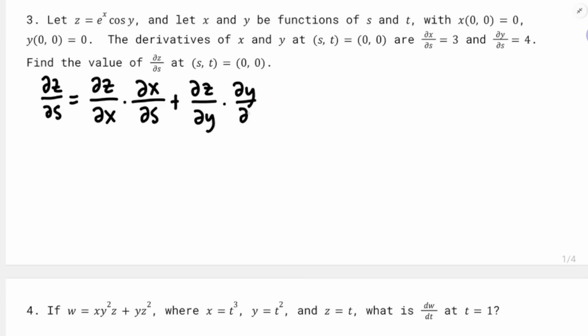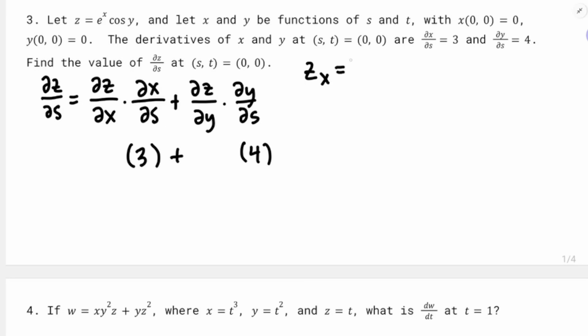All right, so I've got all the pieces here. Partial of x with respect to s is 3, I'll go there. And partial of y with respect to s is 4, I'll go here. So I just need to take the partial derivatives of z with respect to x and y.